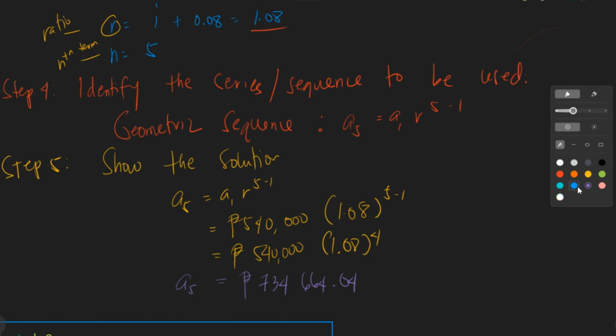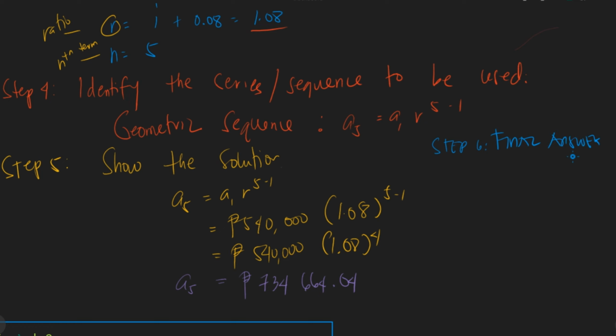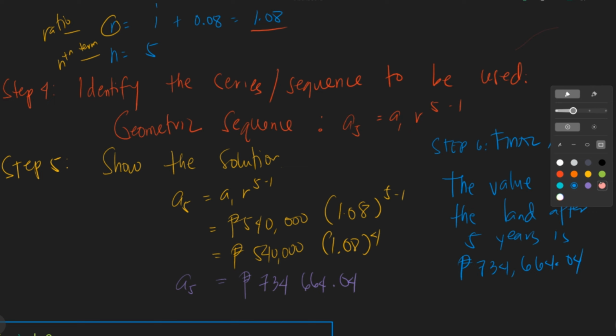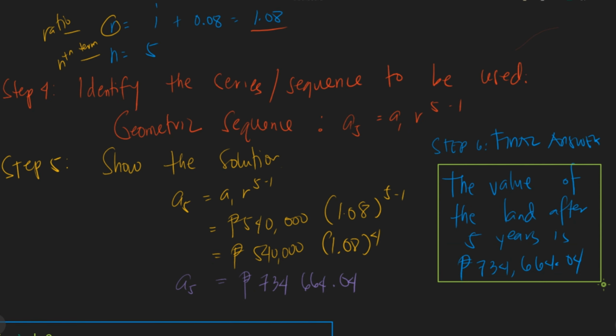All right. Now let's have the final answer, step number 6. The value of the land after 5 years is 734,664.04. This is our final answer.